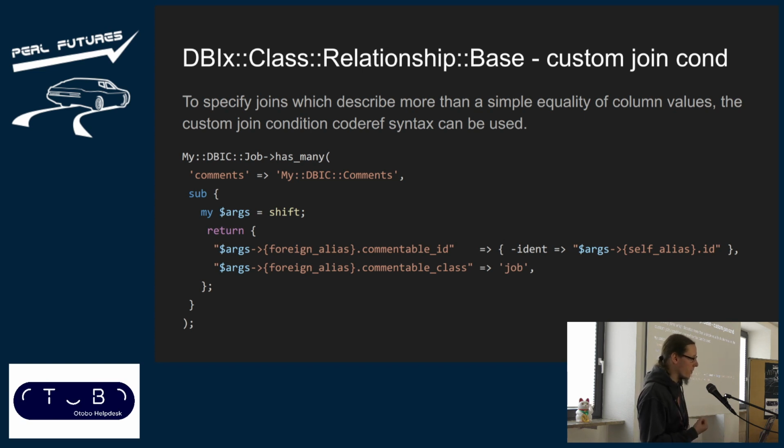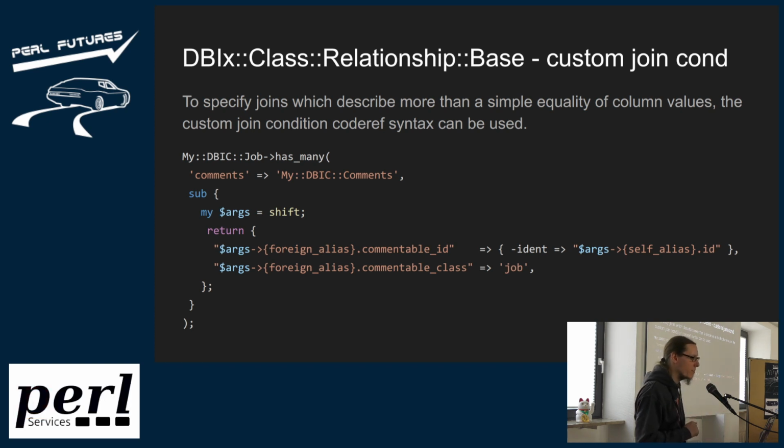What you can do, if you read a bit of code in the relationship base for DBIx::Class, is set a custom join condition. It's documented. It's very well hidden in the documentation, but it's there. Instead of the hash reference that contains the join condition, we can pass in a code reference that gets a bunch of arguments given at runtime, and then it comes up with a join condition. And that's pretty cool.